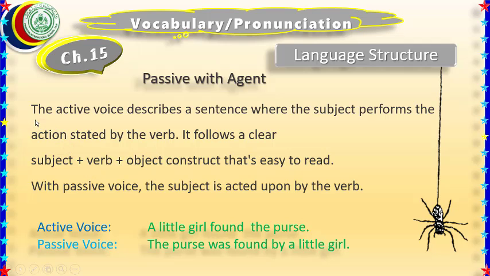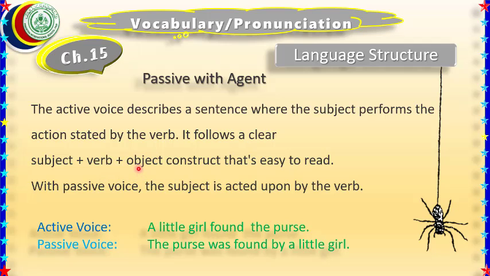What does it mean when we say a sentence is in active voice? The active voice describes a sentence where the subject performs the action. What happens in an active voice sentence? The subject performs the action stated by the verb. Verb always tells us about an action. It follows a clear subject plus verb plus object.